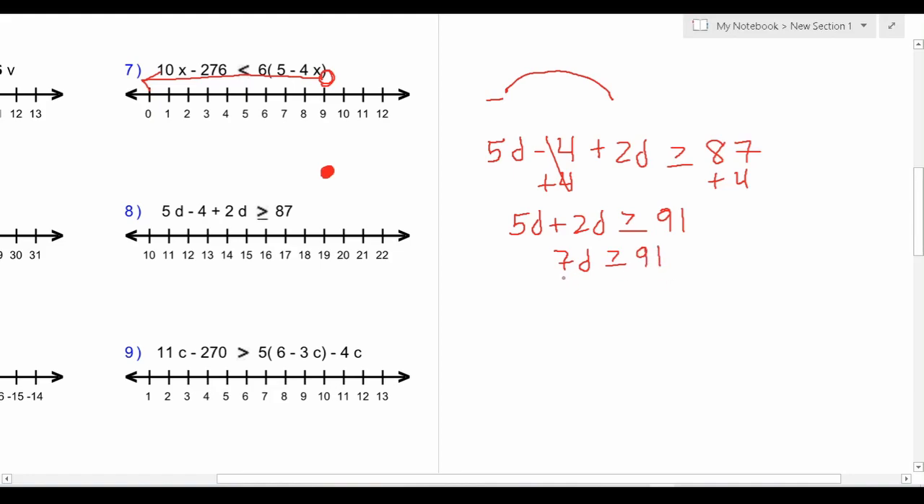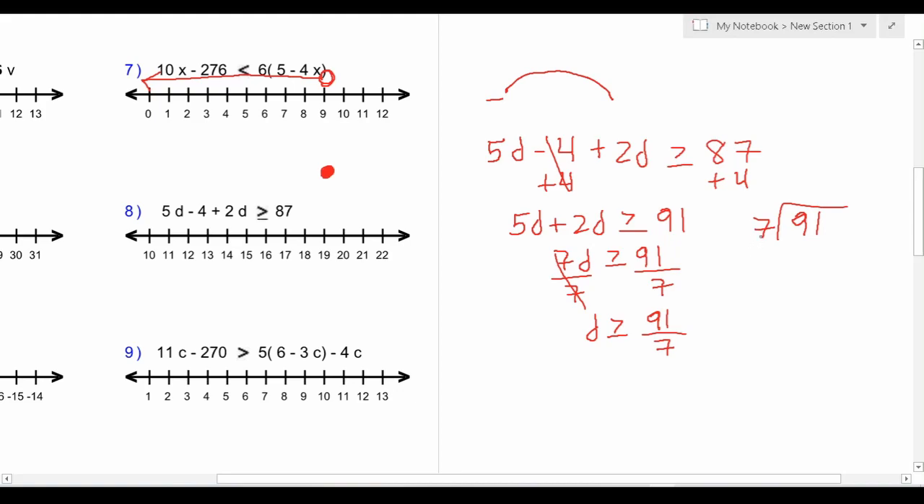So again, we're trying to get d by itself. So the next step is to divide both sides by 7. That crosses out, leaving you with d is greater than or equal to 91 divided by 7. Again, on the ASVAB, you're probably not going to be allowed to leave answers in fraction form. So in light of that, we're going to have to do some long division to solve this one. Again, we have 91 divided by 7. Again, all fractions can be regarded as long division by writing them as such.